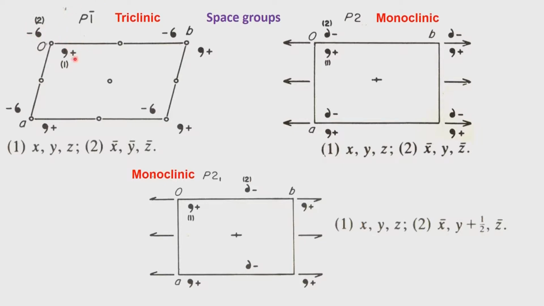as is shown here. For example, if you take this point 1, which is now represented as x, y, z, the coordinates of which are x, y, z. So, there is an object here. The object is put inside the P1 bar symmetry. When you put the object in the P1 bar symmetry, it sees the center of symmetry at the origin.